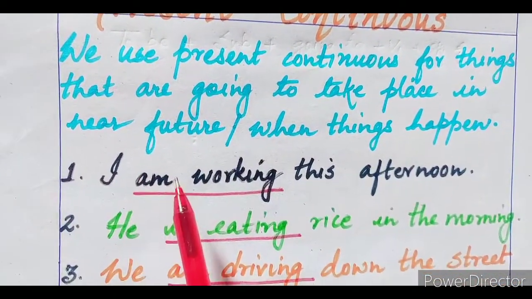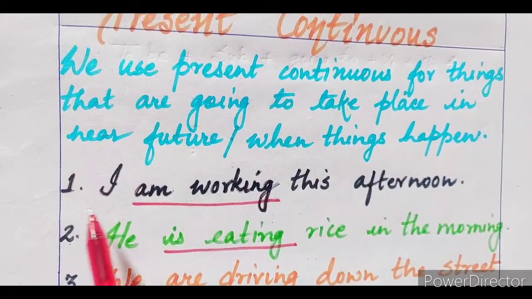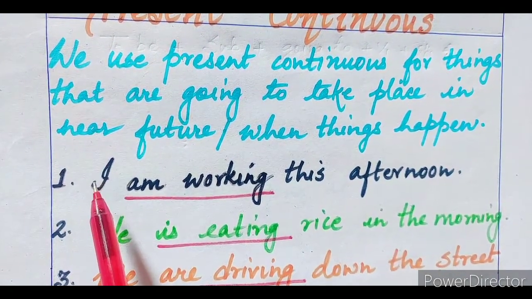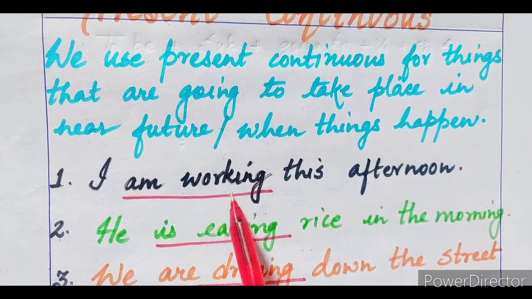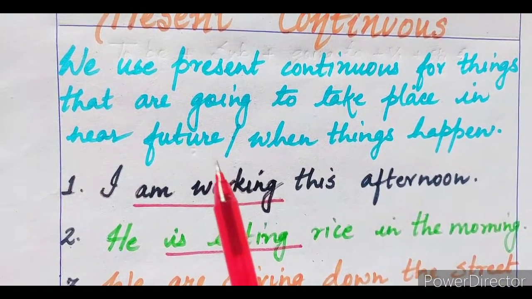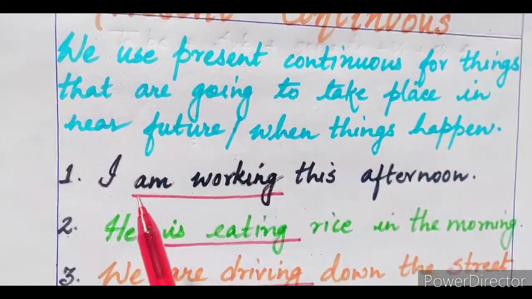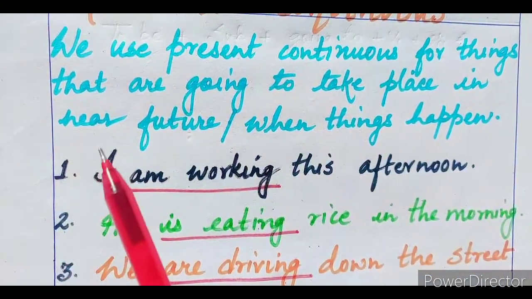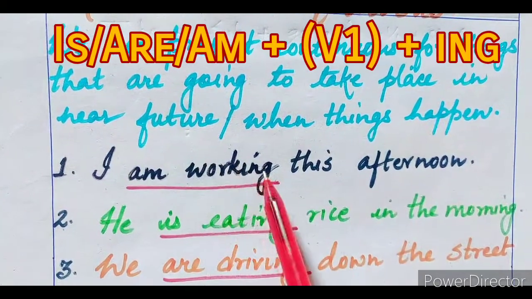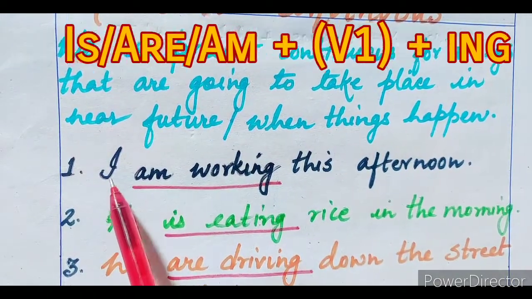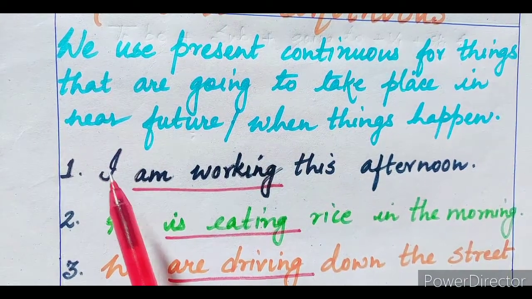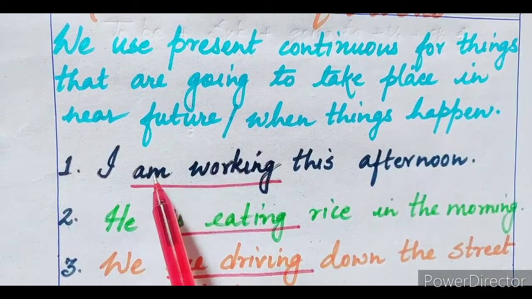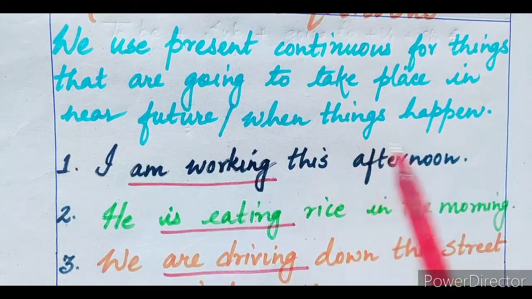So number one, I am working this afternoon. You can see we have used the first person singular I. So we are using the pronoun I over here, followed by am working. As in present continuous, we know that we are going to use the auxiliary verbs is, are or am depending upon the subjects which we are using, plus the verb in its ing. Since we are using I as the pronoun over here, which falls in the first person singular, we are using am over here. Okay, so I am working this afternoon.